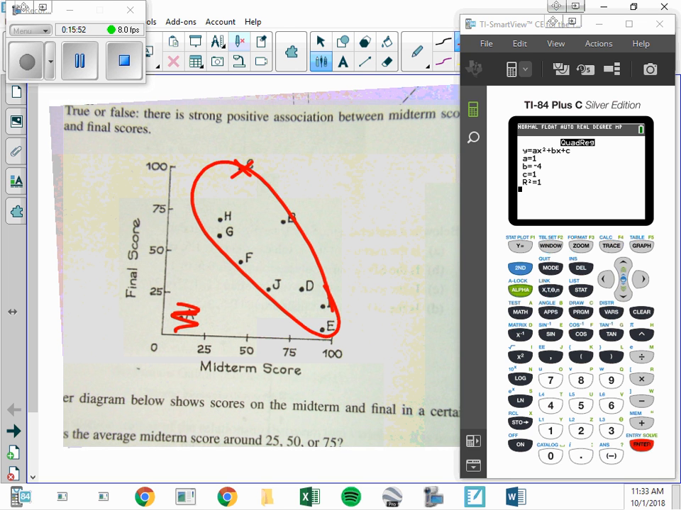So with A and C included, I would say it's a weak negative association. If A and C and perhaps B were gone, that would be a strong negative because they're really close to a line, right? It would be more frisbee shaped than football shaped. All right, number 6.